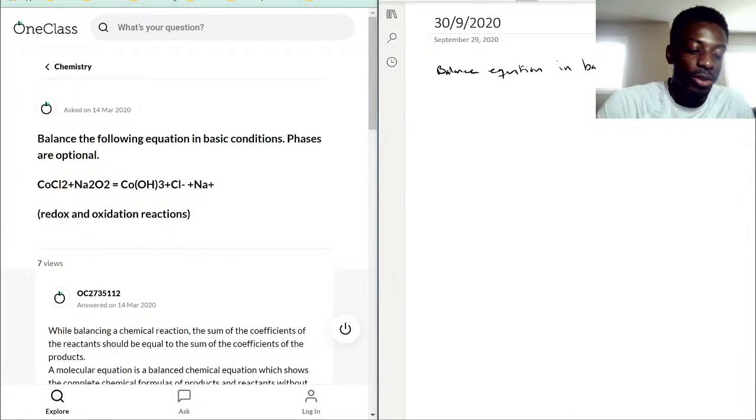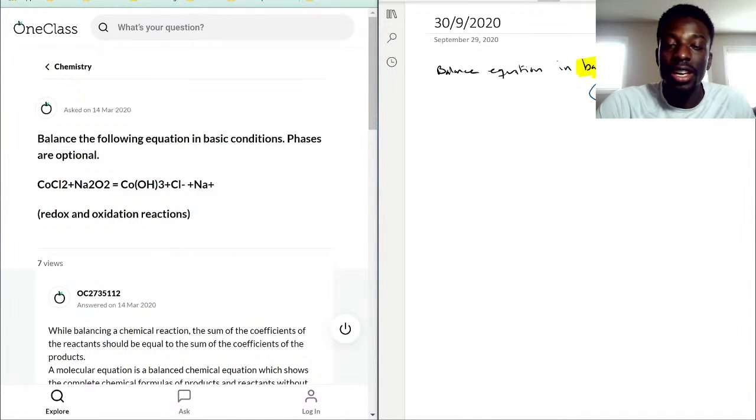And phases are optional. But what does it mean to be in basic conditions? That means, okay, in this case specifically, there's a surplus of hydroxide ions, OH minus. That is what it means. So this is a thing you're going to be probably throwing into the equation if you need to balance some things out.